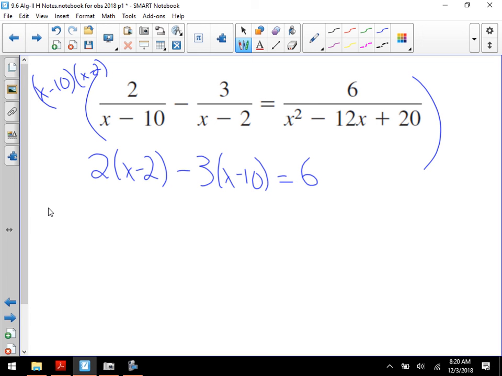The part you're going to screw up? No, I was going to say the part you're going to screw up is forgetting to distribute the negative 3 to the negative 10. Yes. Yep. That would work.